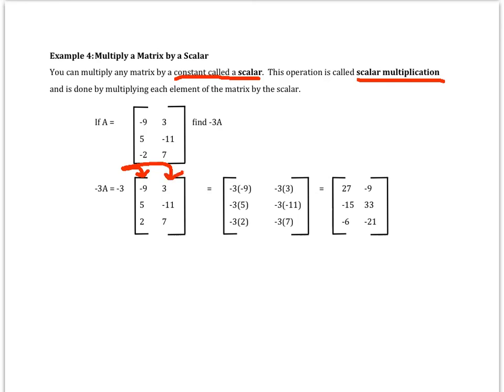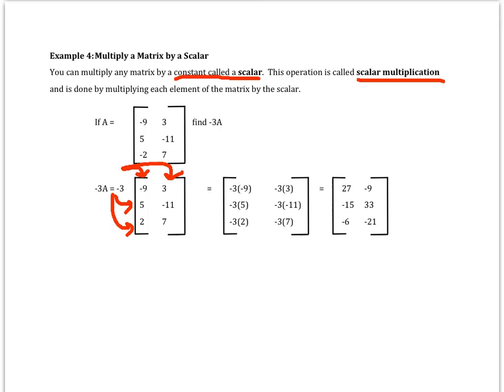So we'll start with negative 3 times negative 9 and negative 3 times 3. We'll go to the second row, negative 3 times 5 and negative 3 times negative 11. And then we'll go to the third row, negative 3 times 2 and negative 3 times 7. Be very careful in multiplying your integers to get the correct answer.